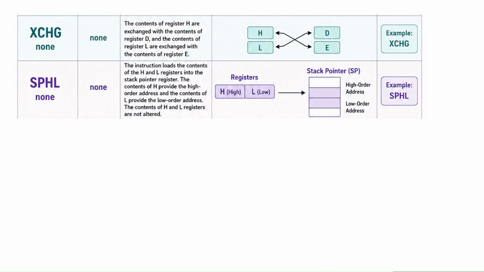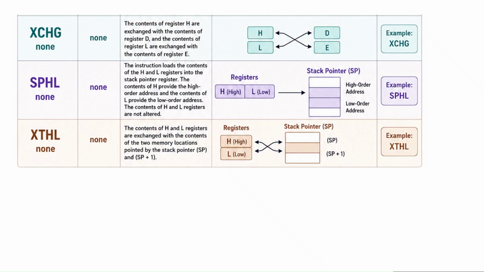Up next we have XTHL. This is also an exchange instruction. Here the content of the H and L registers is exchanged with the content of the two memory locations pointed to by the stack pointer SP and SP plus 1.